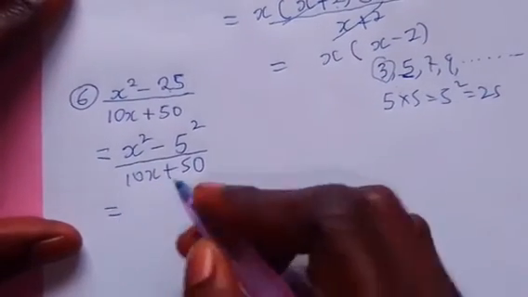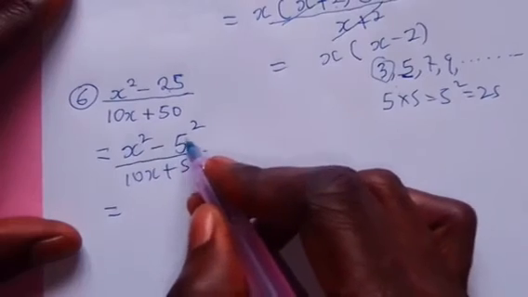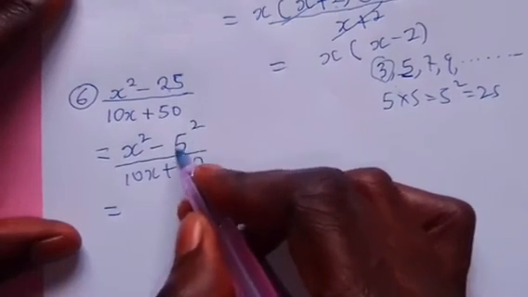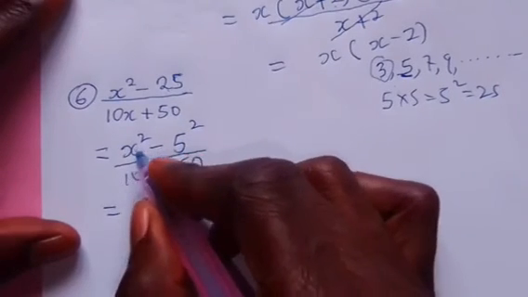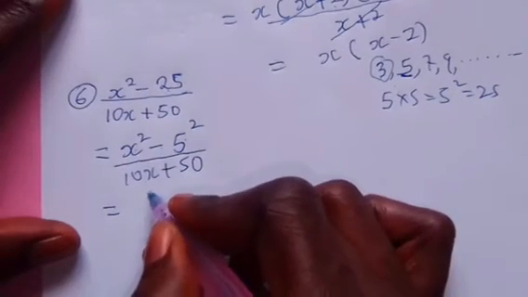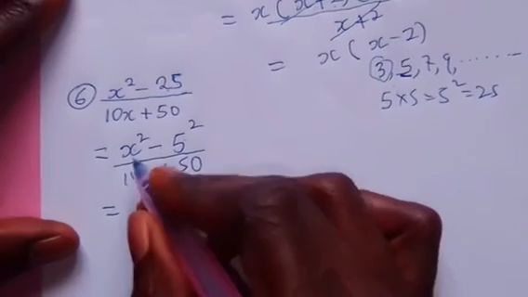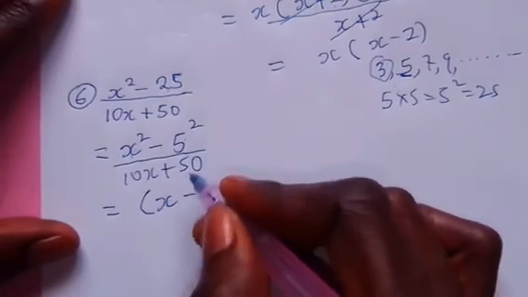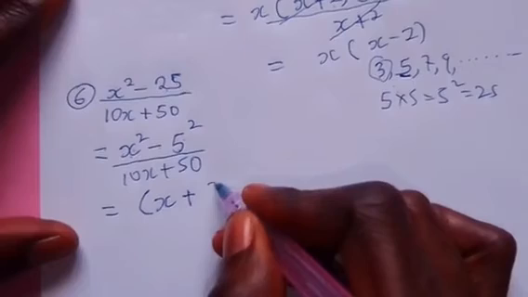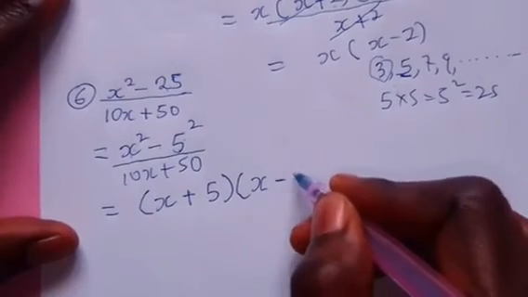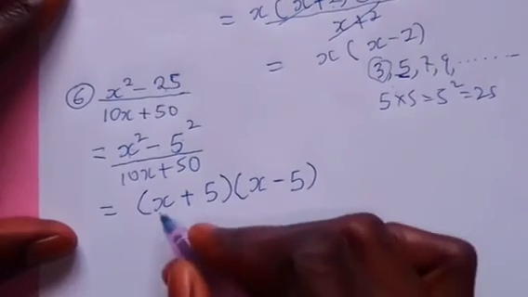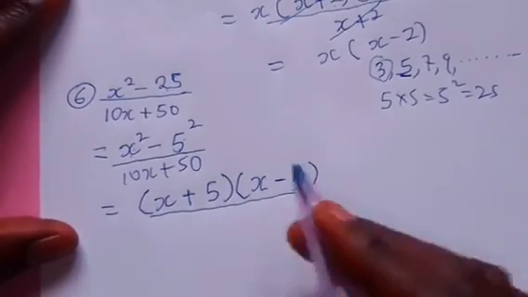we have x squared minus 5 squared, like what we did in example 5. Since there's a negative sign between the two squares, all we have to do is to introduce a bracket, write the first number x, plus, write the second number 5. Then we repeat the same thing, but this time around with a negative sign. Then we divide by what?